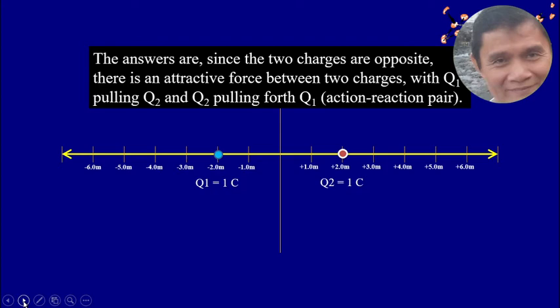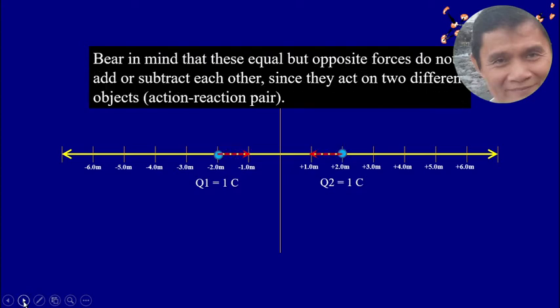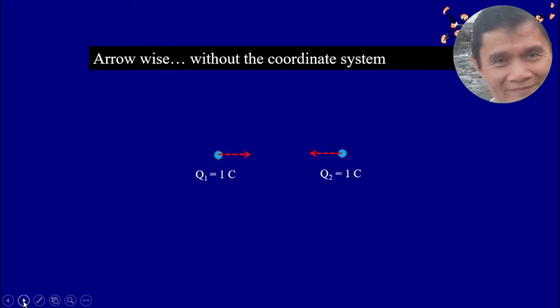And since these forces are opposite, although the charges are opposite, the effect of the force is not opposite. It's actually opposite in a way because it has an action-reaction pair. But the motion is towards each other. So, arrow-wise, without the coordinate system, Q1 will try to go to Q2 as well as Q2 will try to go to Q1. Now, this is supposed to be red. Okay, anyway.